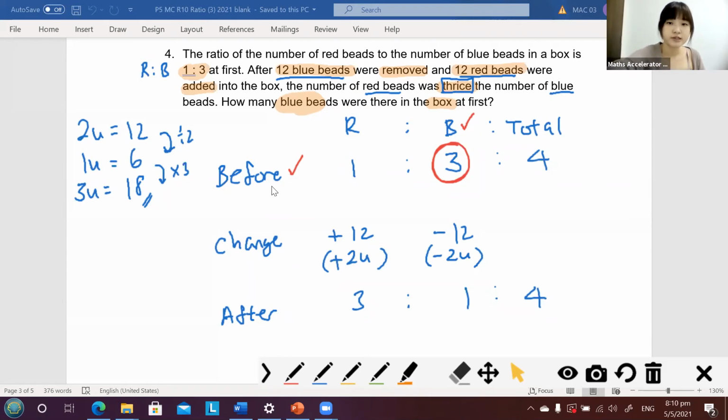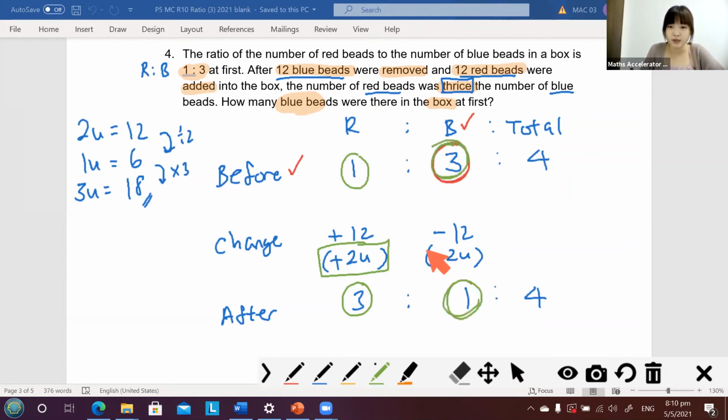How I got 2 units? The before is 1 unit. The after became 3 units. So 1 plus 2 can get you 3. Okay, or you take 3 minus 1 to get 2. Then you check here also. At first is 3, then became 1. So 3 minus 1, you minus away 2 units to get to 1 here. So if you are minusing 2, okay, that must be the 12 beads that you took away. If you're adding 2, this must be the 12 beads that you added into the box. Okay?